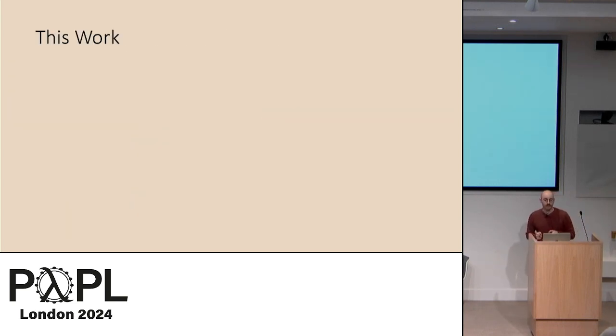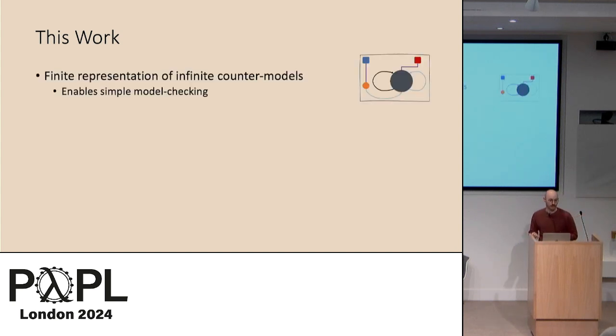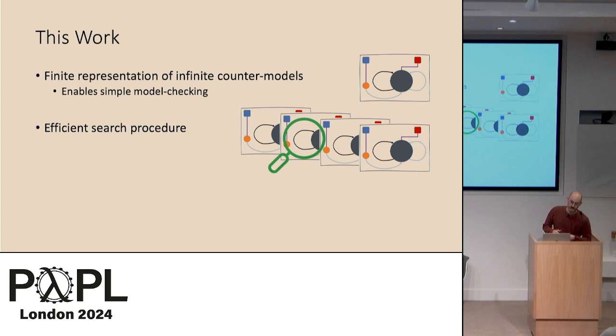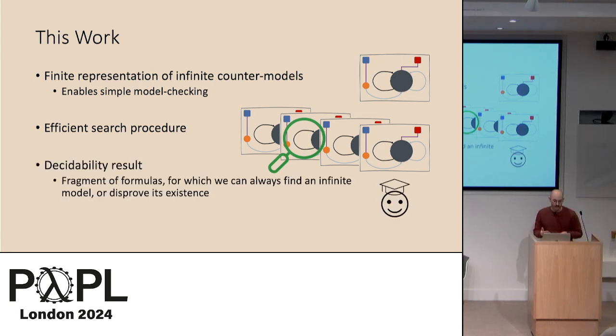Okay, so in this regard, our work comprises three contributions. First, we present a finite representation of infinite models, which enables simple model checking. We present an efficient search procedure that allows us to find a satisfying infinite model for a given formula. And we have a decidability result that identifies a new fragment of first-order logic where satisfiability is decidable. And somewhat unusually, the decidability result also applies for formulas that only have infinite models.